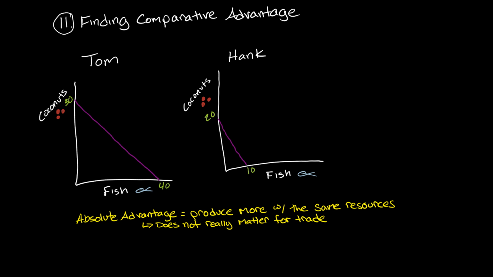So once we know how to calculate opportunity costs, the next thing the kids are going to be asked to do is to take that information of calculation of opportunity costs and apply it to a couple of scenarios in order to find absolute advantage, comparative advantage, and then once we have comparative advantage, we're able to move into specialization and trade. The first thing that the kids will be asked to do is they're given the Tom and Hank graphs, which you see here.